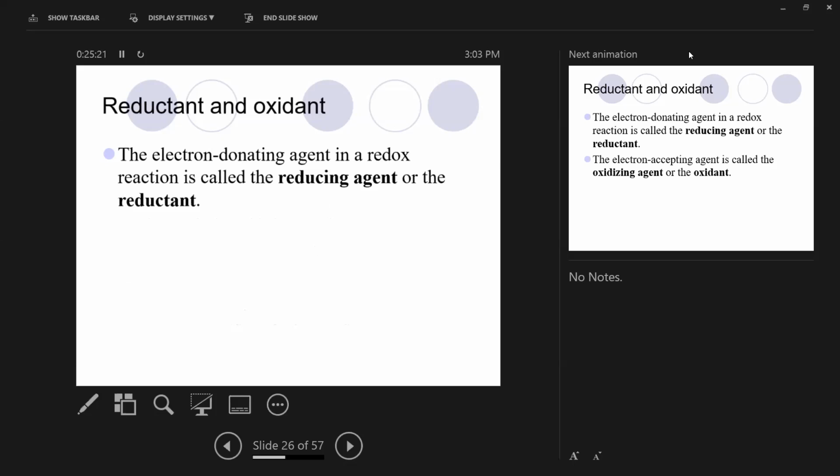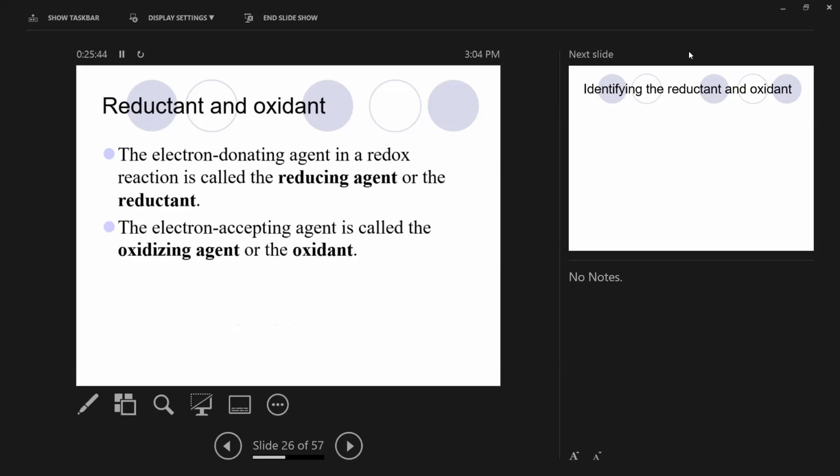So you have an electron donating agent. The electron donating agent is oxidized. That electron donating agent, even though it's getting oxidized, is called the reducing agent. In biology, we're going to tend to call it the reductant. Then an electron accepting agent. It will be reduced, but because it's contributing to the oxidization of something else, it's called the oxidizing agent or oxidant.